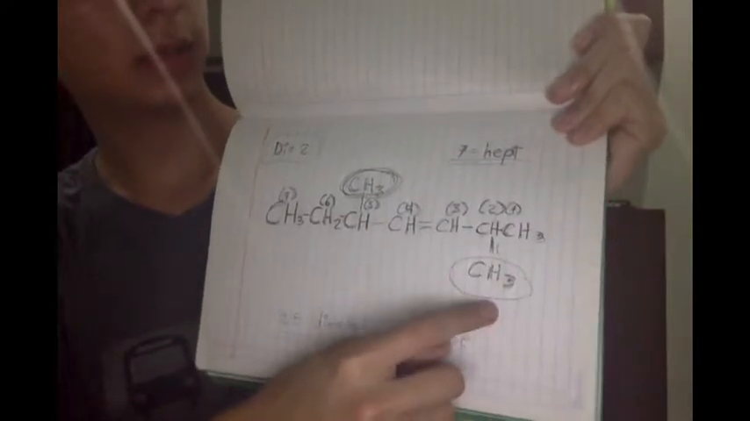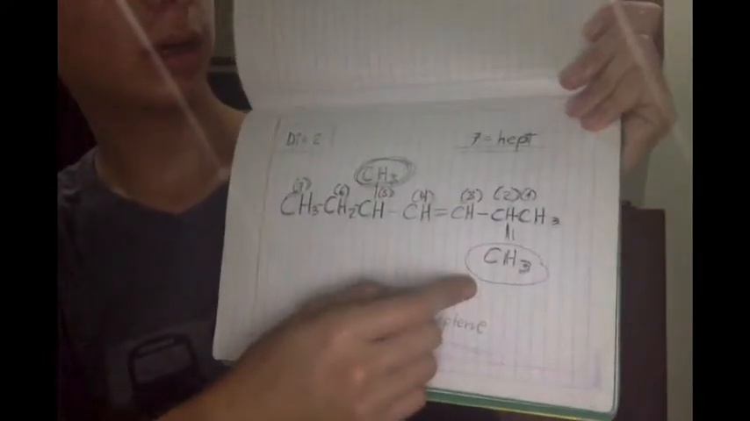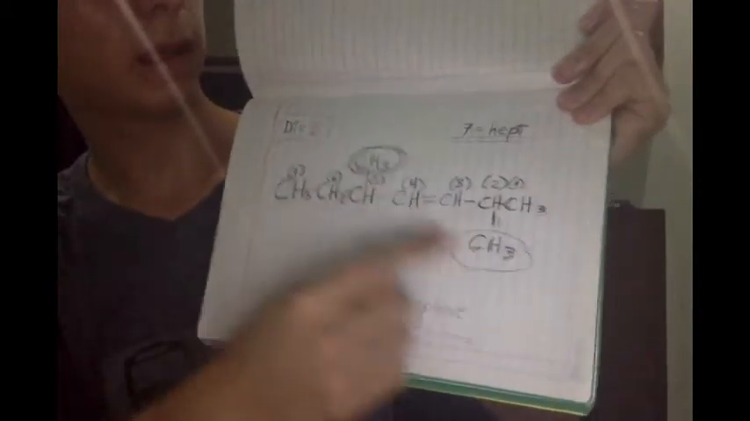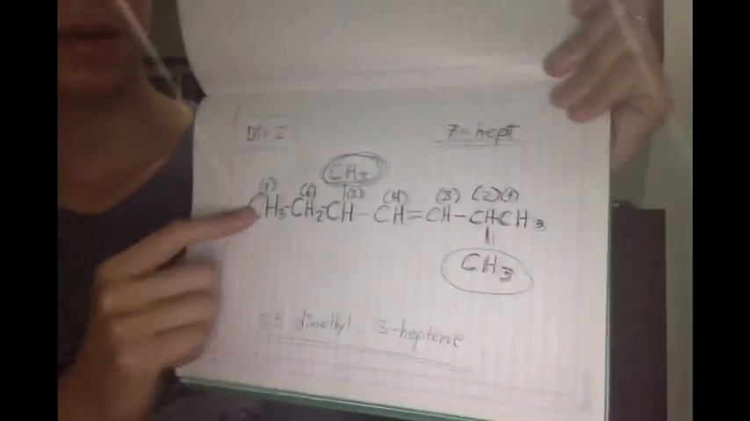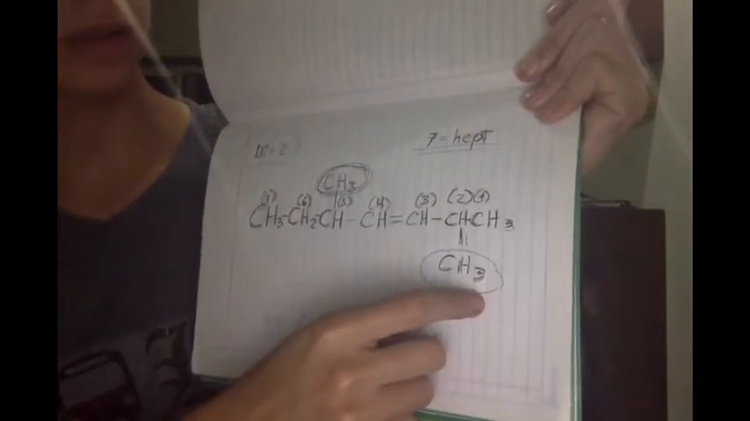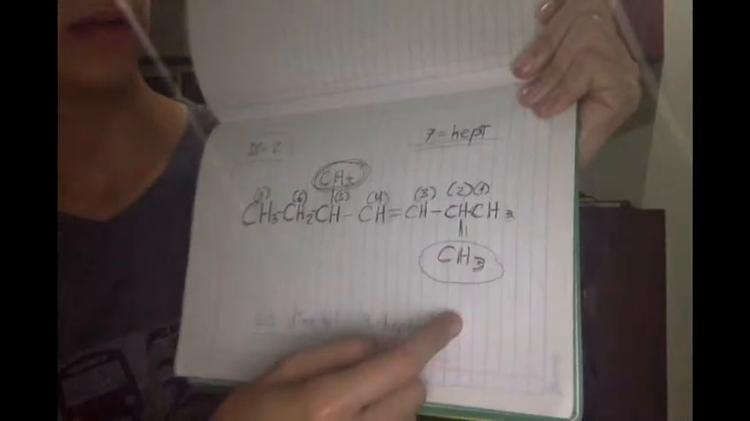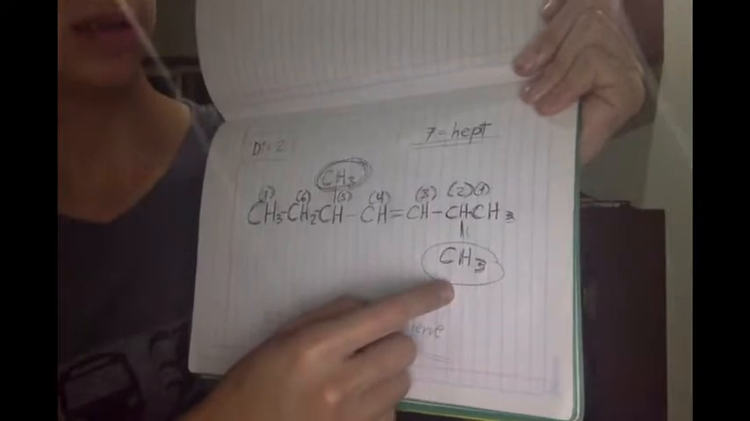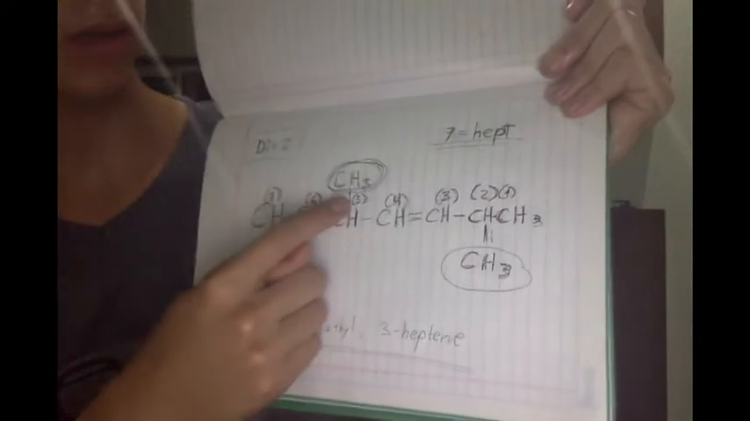base name. In this example, we need to start from this end because in this end, you will encounter a branch in a shorter distance than on this. So you start numbering them from 1 to 7. Then you count in which carbon the branch is. For example, in this second carbon the branch CH3 is. So in the carbon 2 and in the carbon number 5 the branches are.